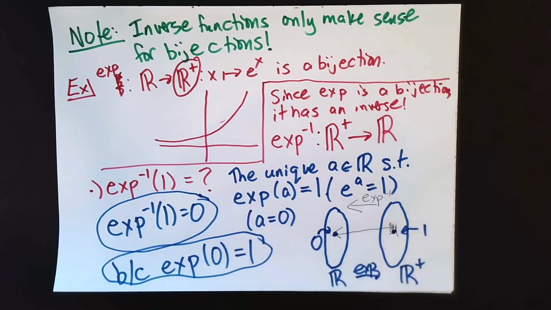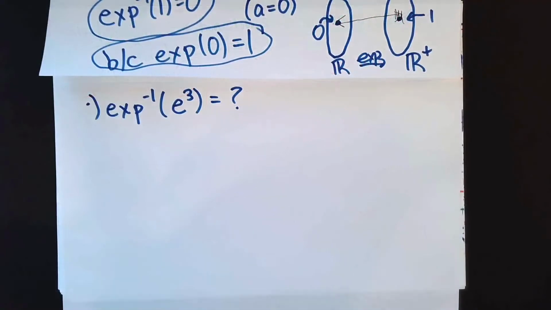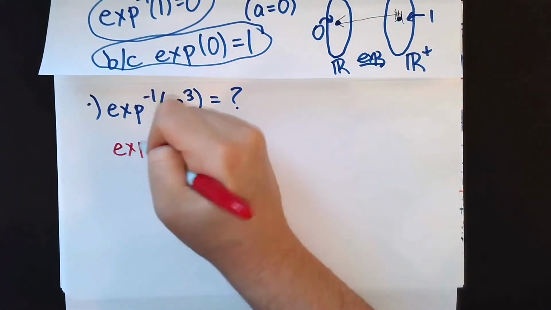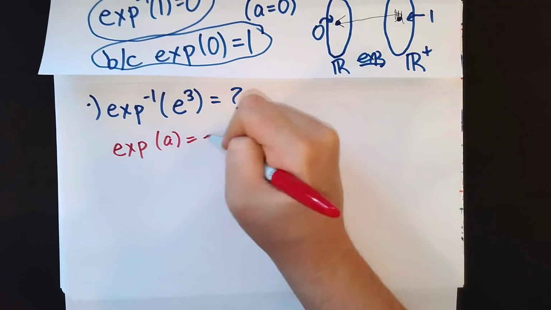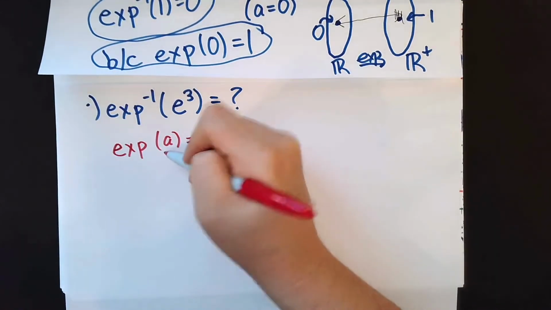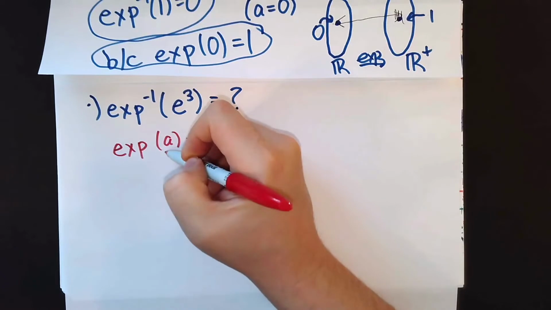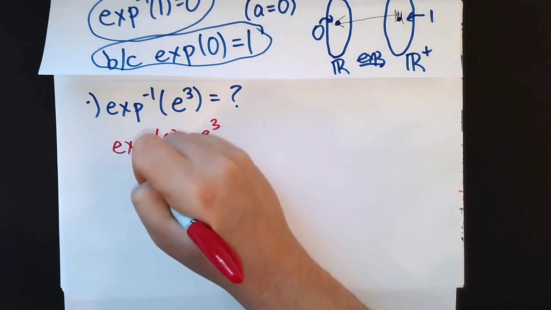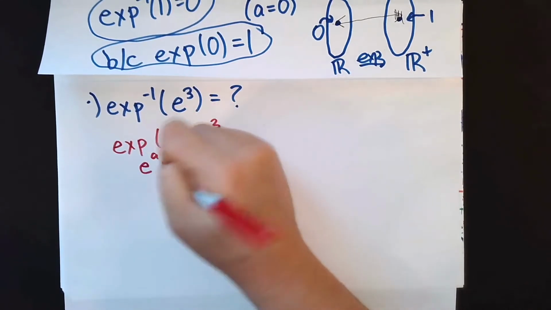Let's do just one more example, just to make sure that we're happy with this. And so go ahead and figure out, what is exp inverse of e cubed? Again, by definition, this is asking us to find the unique A so that exp of A is equal to e cubed. Right? I'm trying to solve fill in the blank, exp of what is e cubed. Or in other words, I'm trying to solve the equation e to the A equals e cubed.